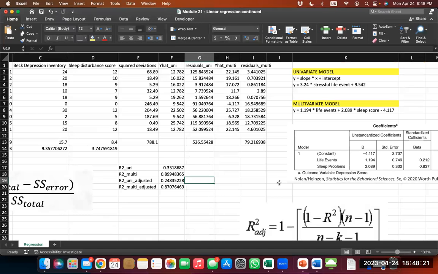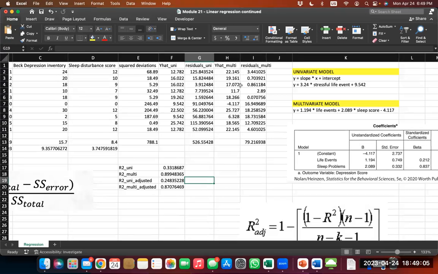So again, keep in mind, we're quantifying first the total error. This is nothing else but the individual dependent variable value of each individual minus the mean, summing the squared deviations up to a total error. Then we're predicting using a univariate model, which is 3.24 multiplied by stress for life events plus 9.542. We're predicting the individual entry for each participant. We are essentially calculating then the residuals. We're squaring those. We're adding this up. That's the leftover residual error after use of the univariate model and using this for prediction.